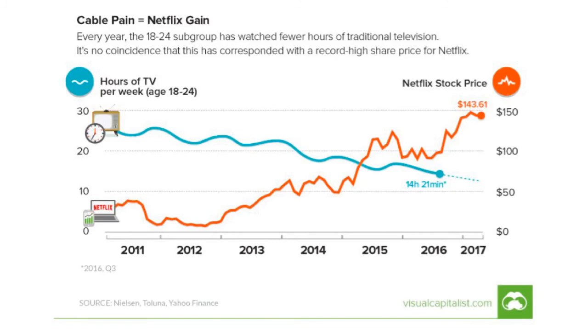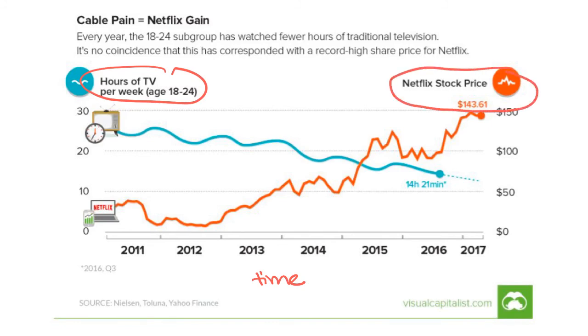This graph is comparing time. So I see time on my x-axis. And I actually see two y-axes here. On this left-hand side, it says hours per week of TV per age group for 18 to 24. And on this side, it says Netflix stock prices. So first we need to look at the key, which tells us that this blue line shows us the hours of TV per week. So I can see the hours of TV per week decreasing. This red line is my Netflix stock, and you can see our Netflix increasing over time.